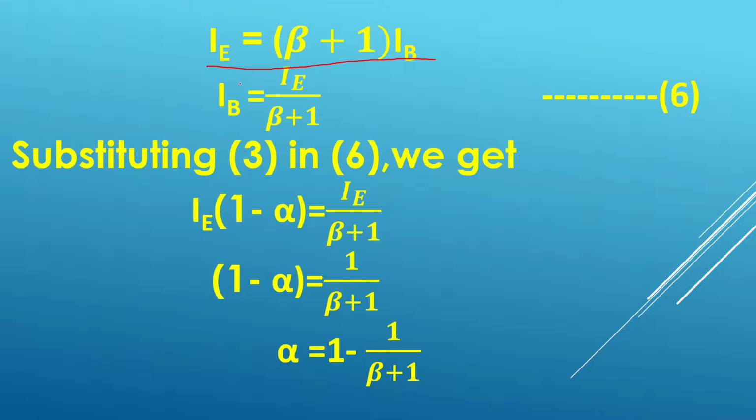Now, what is the IB expression? For IB, go to equation number 3. IB in equation number 3 is IE into 1 minus alpha. So instead of IB, I have written IE into 1 minus alpha from equation number 3. So I have substituted this 3 in 6.